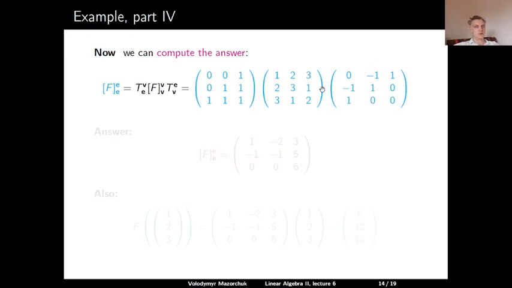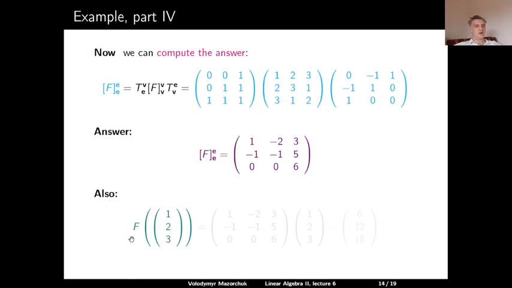So if we compute the product of these three matrices, we will get 1, minus 2, 3, minus 1, minus 1, 5, 0, 0, 6. So this is the matrix of the linear map F in the standard basis. And the final task, we need to find out the image of the vector 1, 2, 3 under F. So 1, 2, 3 is an element in R3, and all elements in R3 coincide with the coordinates of these elements in the standard basis.